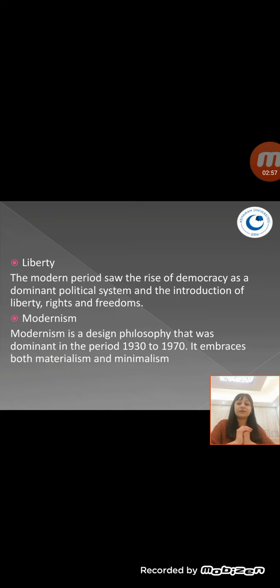And we will see liberty. The modern period saw the rise of democracy as a dominant political system and the introduction of liberty, rights, and freedoms. And we see modernism. Modernism is a design philosophy that was dominant in the period 1913 to 1917. It embraces both materialism and minimalism.